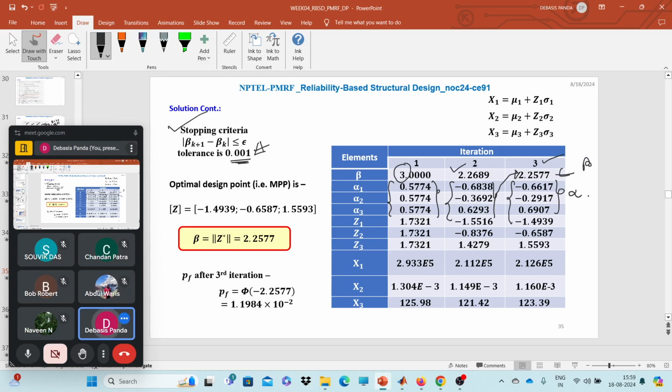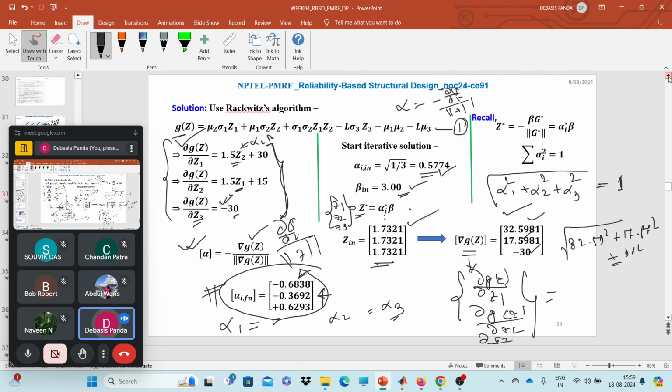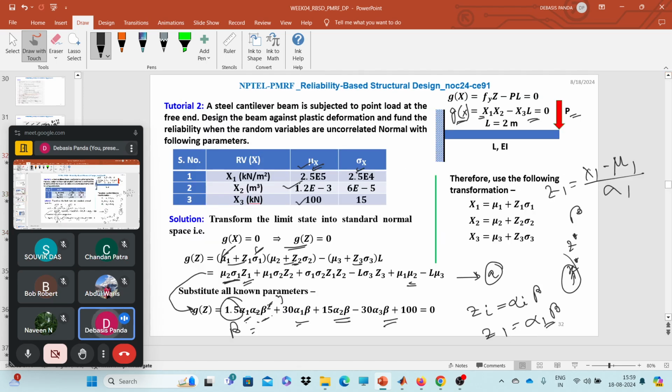This is the final alphas. Once we have alpha and beta, we can easily calculate the final design points. These are the Z stars. And once we have Z star, we can convert it back into X star points. So how? These are the final design points. Now check the problem. What were the mean values for this?